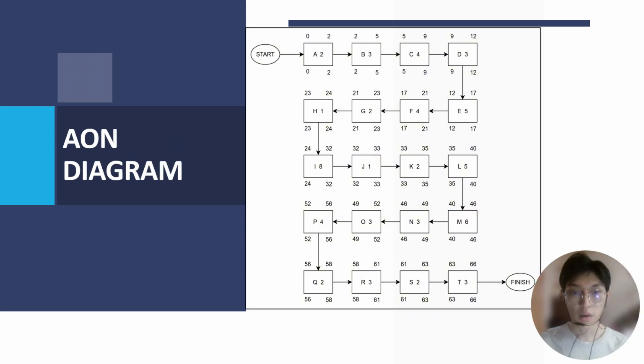This is the AON diagram of our project. Each node represents an activity and arrows show logical dependencies. The activities are arranged in a single sequence, which starts from activity A until activity T. The minimum project duration is 66 days.